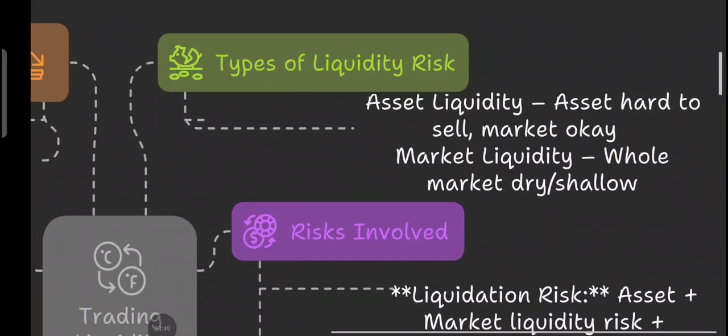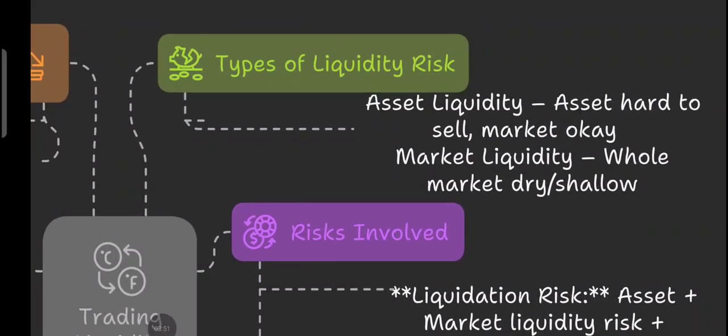If you look at the types of liquidation risk, we have two types: asset liquidity, which means the asset itself is very hard to sell even though the market is functioning, and market liquidity, which means the entire market dries up, no activity, no trading, totally frozen.